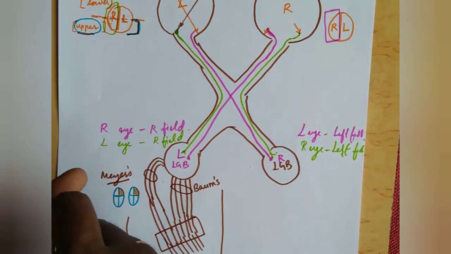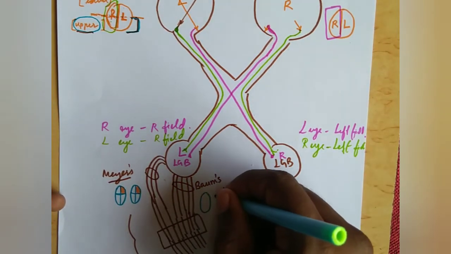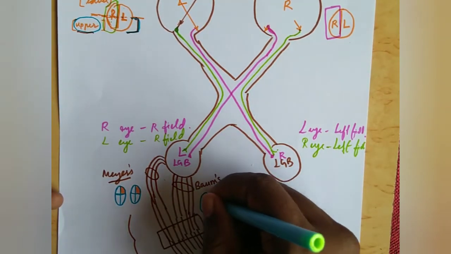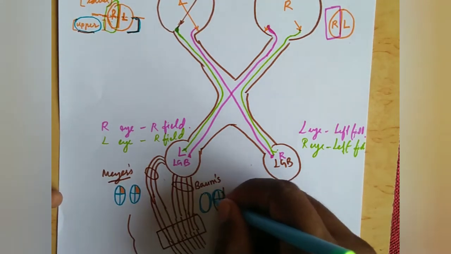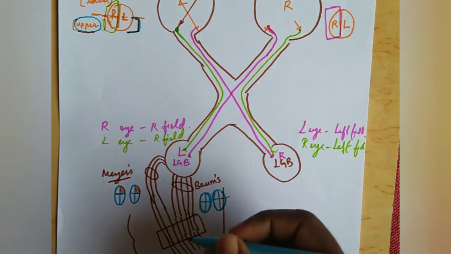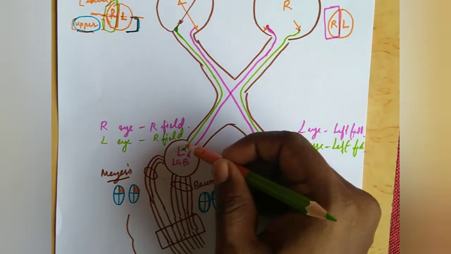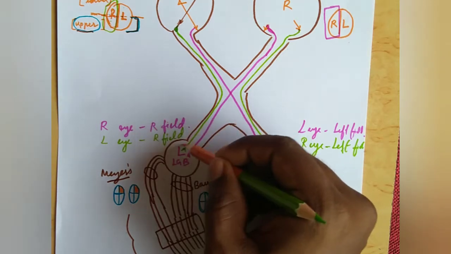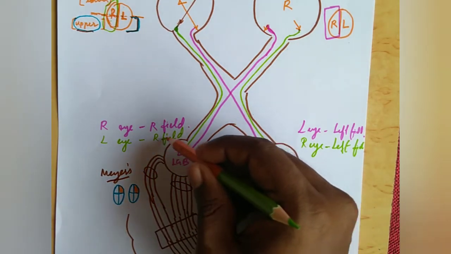Similarly, if you see Baum's loop, this is the right and the left eye fields, upper and lower. We have divided upper and lower and right and left halves. Now if you see Baum's loop, this is also taking the right field. So only the right side has to be controlled. Which part of the right field?